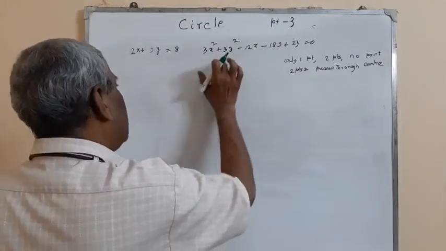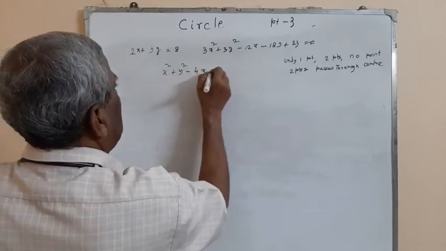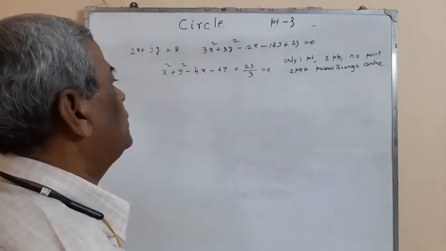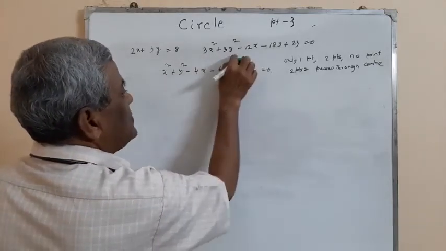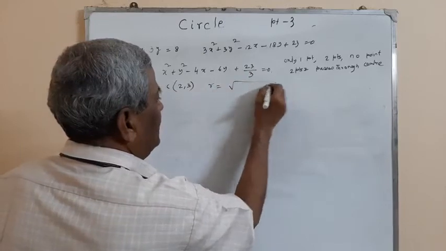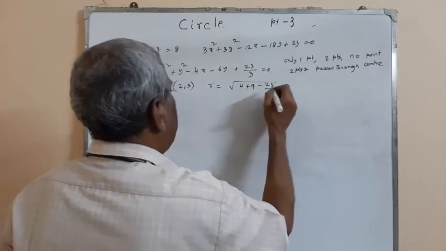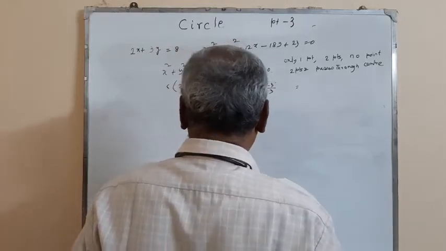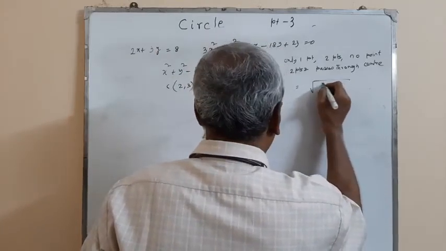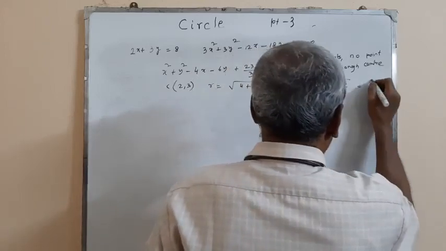The circle in its simplest form is x square plus y square minus 4x minus 6y plus 23 by 3 is equal to 0. So its center C is equal to (2, 3), and the radius is root over of 2 square plus 3 square, 4 plus 9 minus 23 by 3. 4 plus 9 is 13, so it is root over of 13 into 3, 39, minus 23 by 3, equal to root over 16 by 3, that is 4 by root 3.